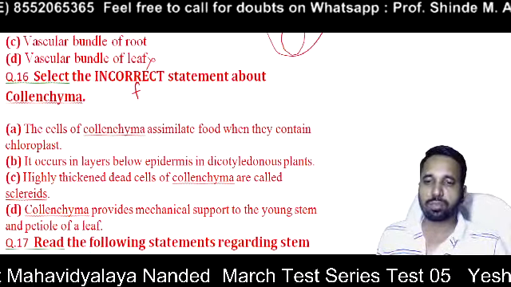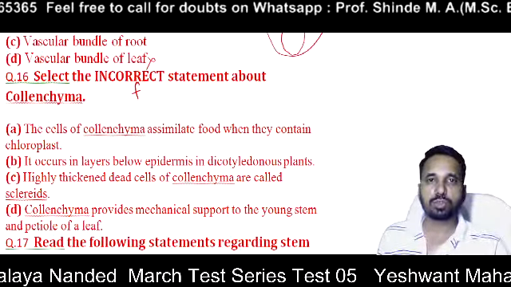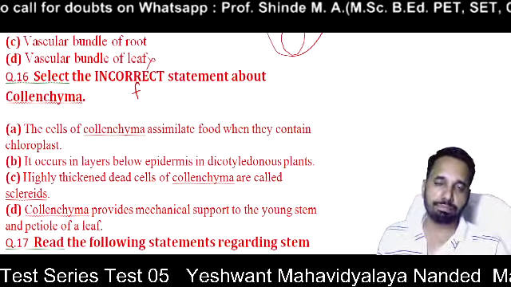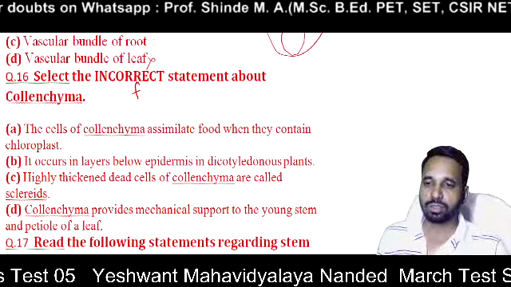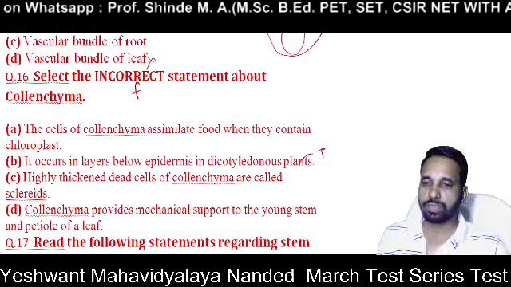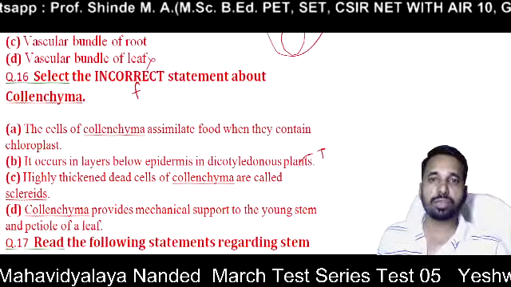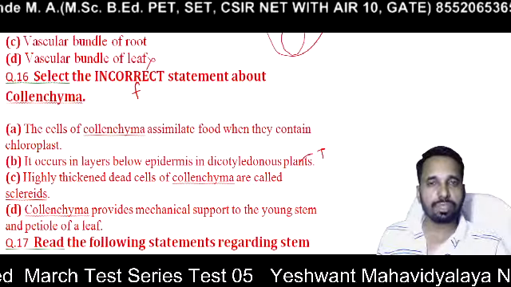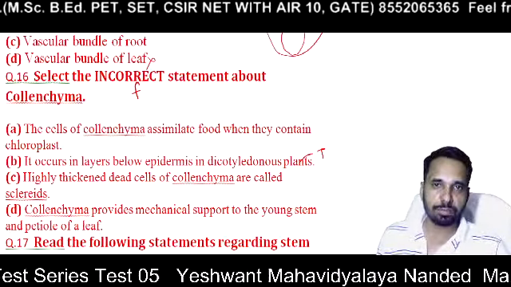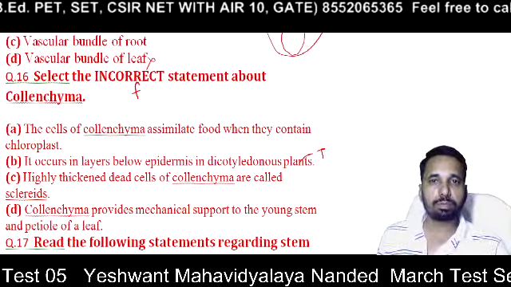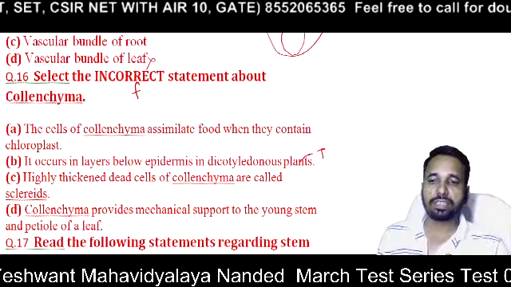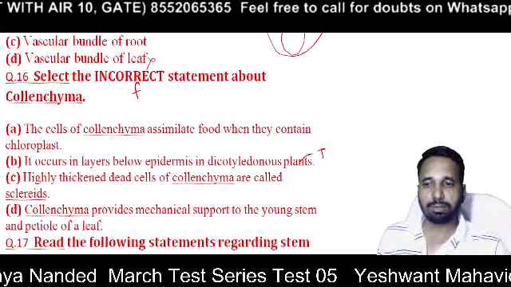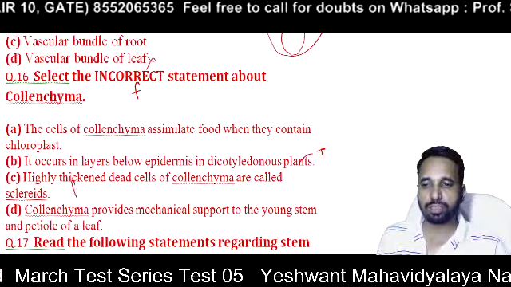Second, it occurs in the layer below the epidermis of dicotyledonous plants. Yes, it is true. In dicots, the hypodermis is made up of collenchyma, and in monocots it is made up of sclerenchyma. So this is true, nothing wrong. Third one, highly thickened dead cells of collenchyma are called sclereids. Now this is nonsense. Even if we are not sure with the first statement, we get an easy answer here. Remember, options could be confusing, but the answer will be the brighter one. Highly thickened dead cells of collenchyma are not sclereids, no way. Sclereids are a type of sclerenchyma and not collenchyma. So this is the false statement.